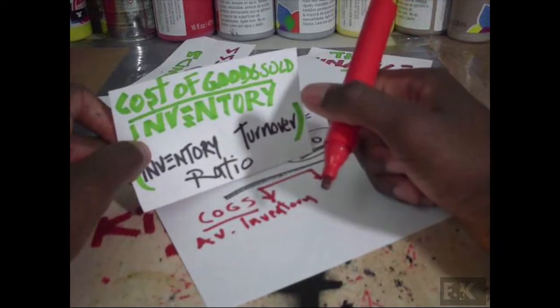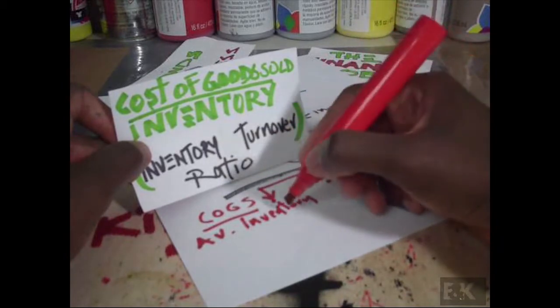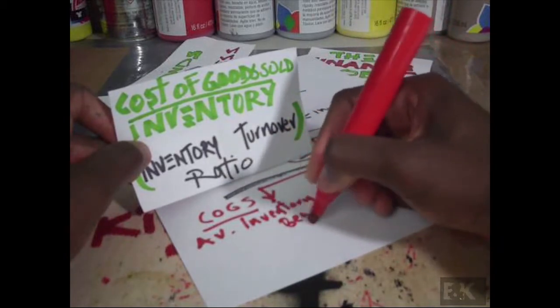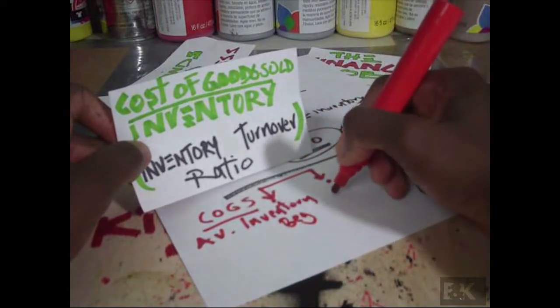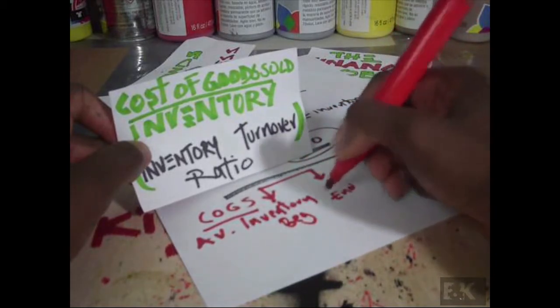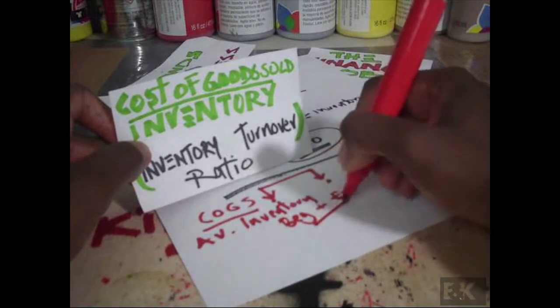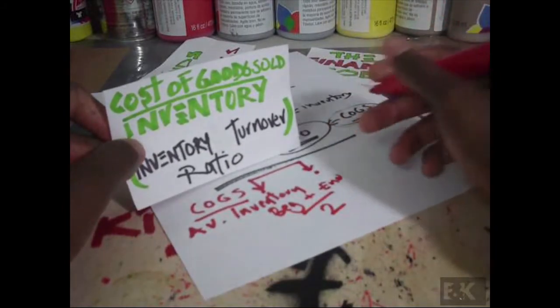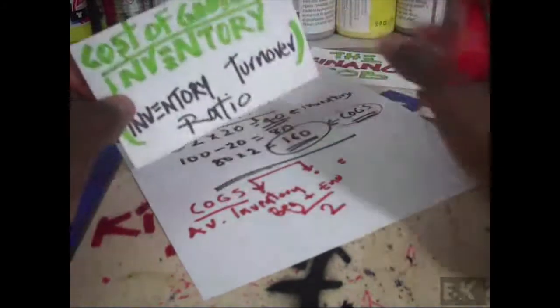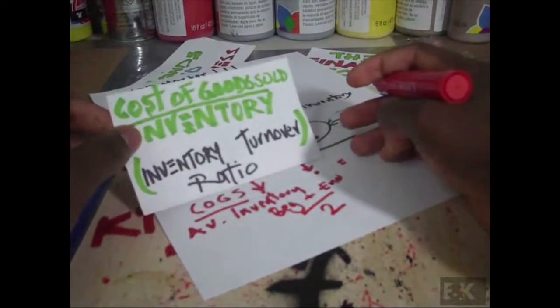So the average inventory is going to be your beginning of the period amount and the end amount. You're going to add them together, divide by 2, and that's going to give you your average inventory. So let's take a quick look. Whatever example you want to look at, it's always going to be the same.